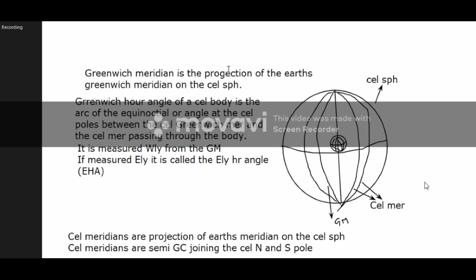So if this is the body, suppose I say that this is the celestial body here, then this would be the Greenwich hour angle, measured westerly, always. And if the body were here, then it would go all the way around, like this. Always measured westerly. Any doubt?